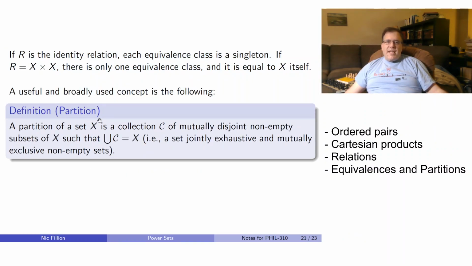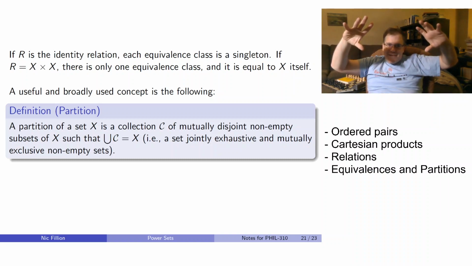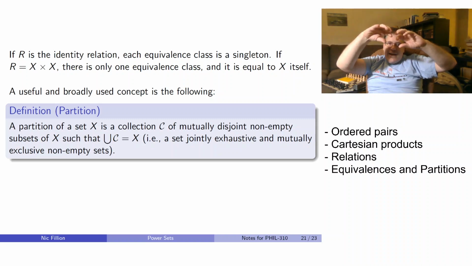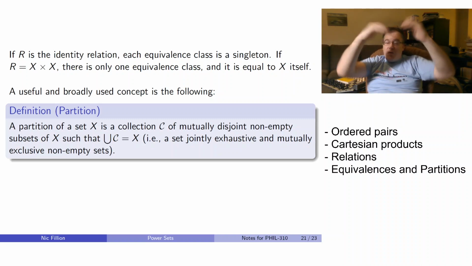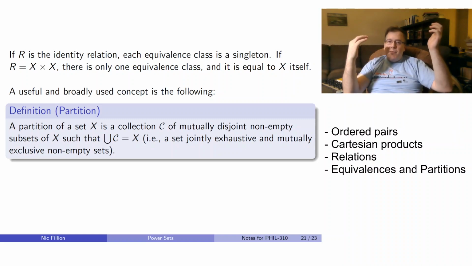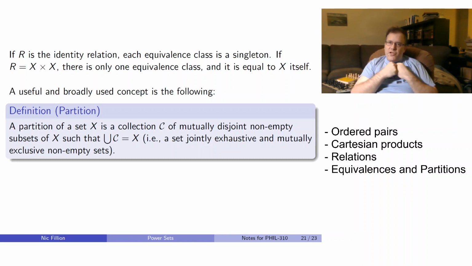So suppose we take a set X. A partition of X is a set of mutually disjoint non-empty subsets. So we have a collection of sets, and each of those sets in there, they don't overlap. So their intersection is empty. That's what it means to be mutually disjoint.